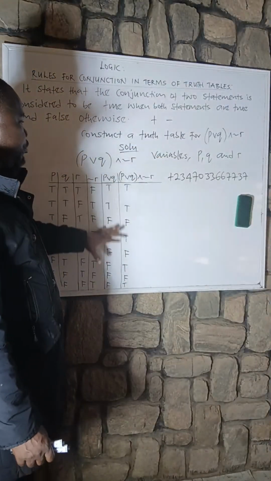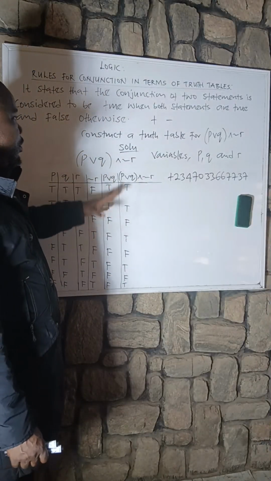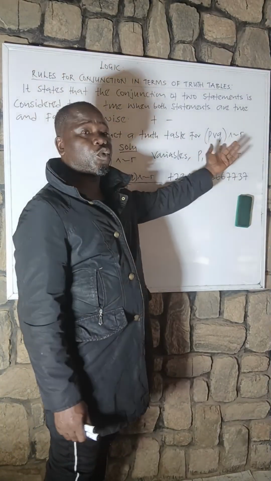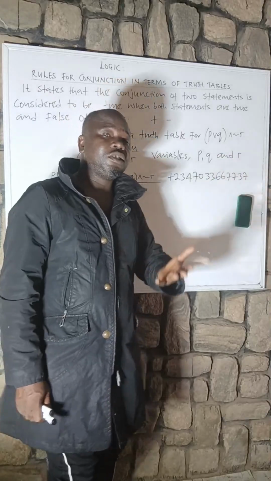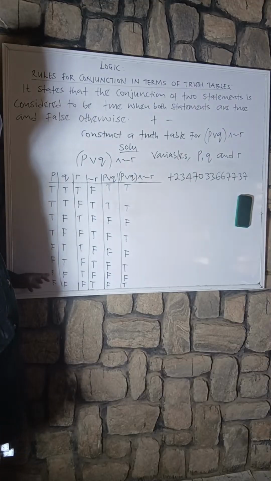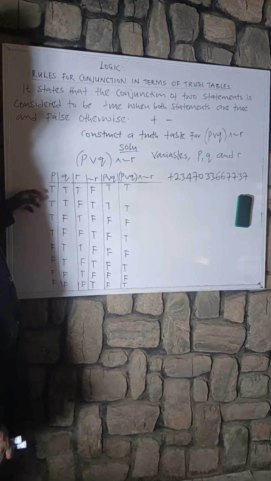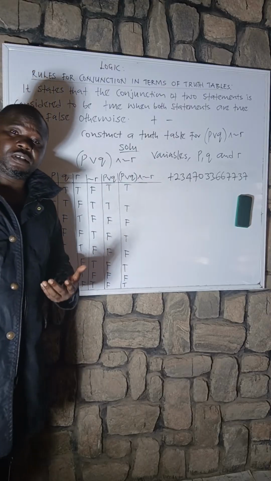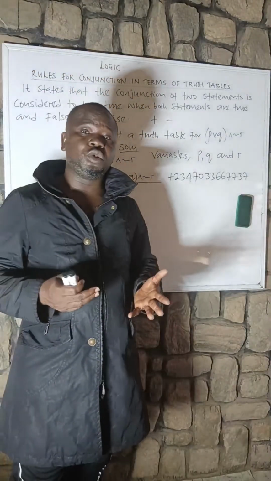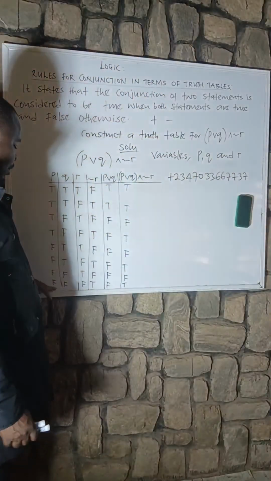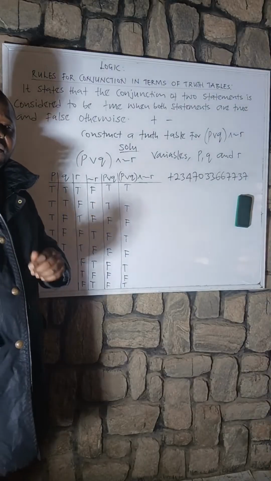This is how to prepare the truth table. As I said, if the truth table contains only 2 variables, you don't need to extend it to 1, 2, 3, 4, 5, 6, 7, 8. The extension will be TT here, then FF here. Why? Because the variables are 2. Otherwise, if it is 3, this is how you are going to extend it. Take note. Thank you and God bless you.